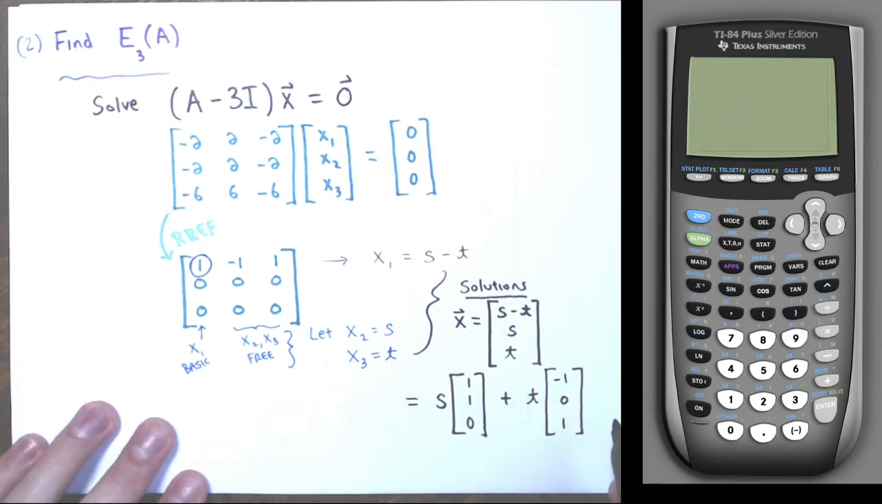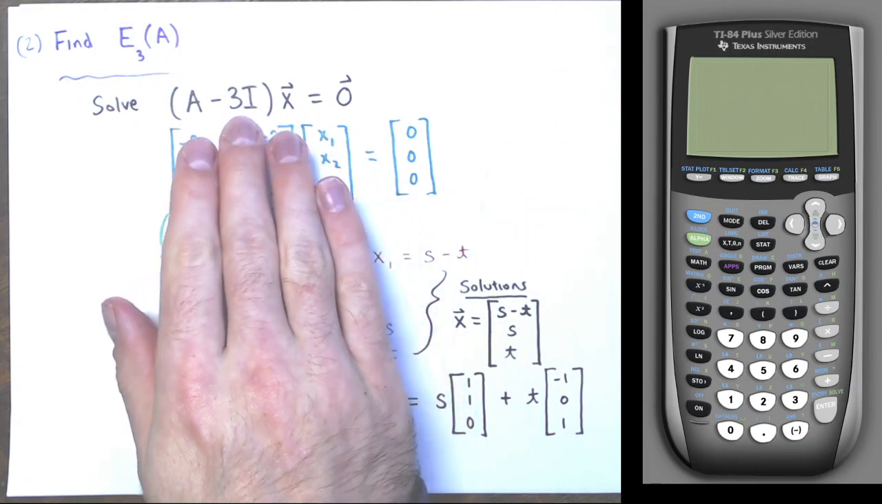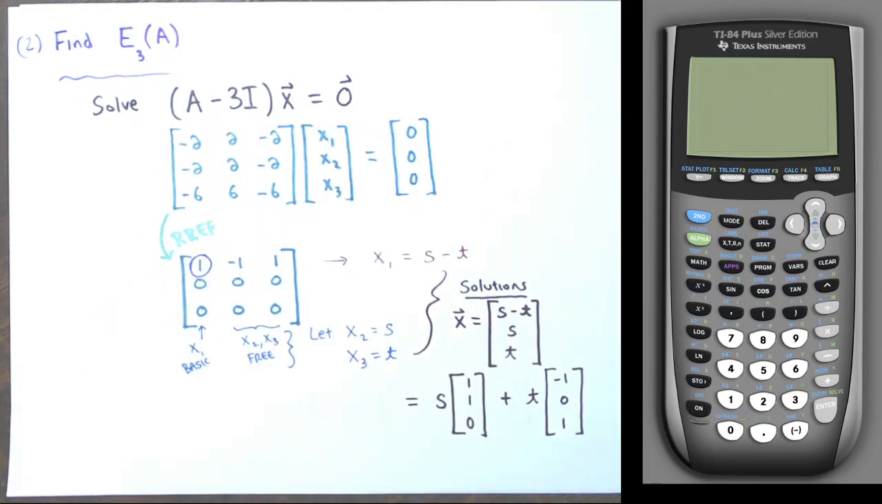Alright, so what we're seeing here is that every solution to this equation, A minus 3I times x equals 0, is a linear combination of the vectors 1, 1, 0 and negative 1, 0, 1. And there's my eigenspace. All the eigenvectors corresponding to 3 along with the 0 vector, because the 0 vector is a solution to any of these.